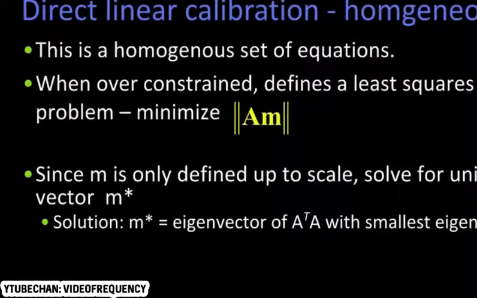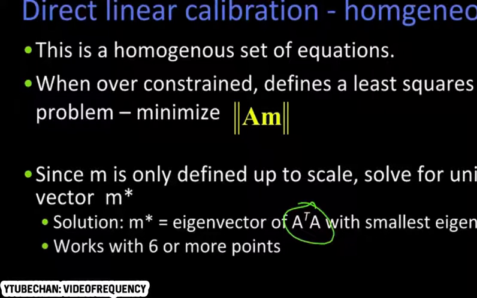The solution to minimizing the magnitude of Am, when m is a unit vector, is, as you all know, I'm sure, because you studied this all the time, you want to take the eigenvector of A transpose A that has the smallest eigenvalue. Of course, you say, I know that all the time. I'll show it to you in a minute.